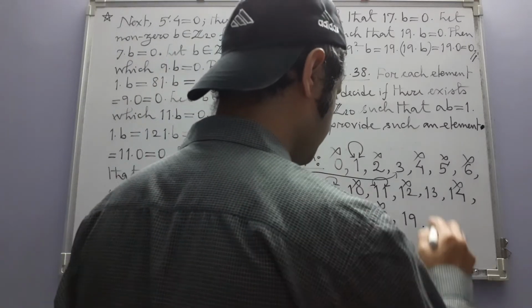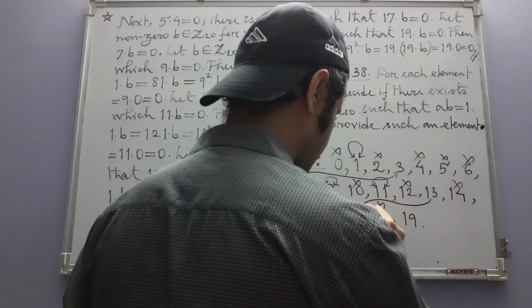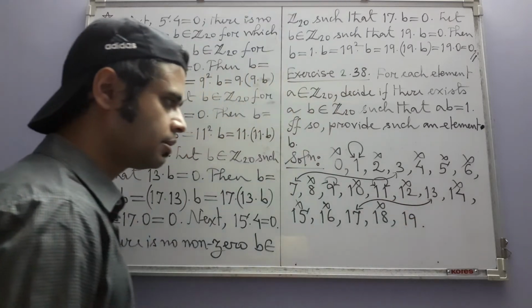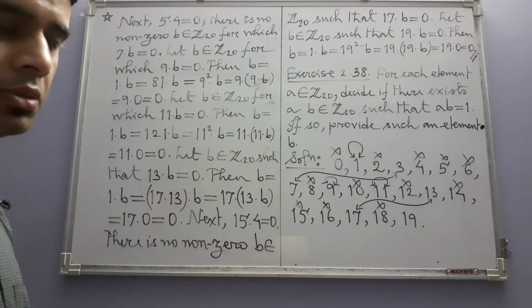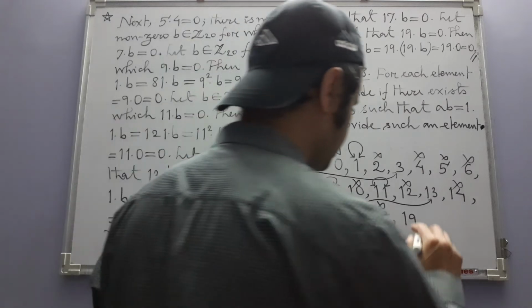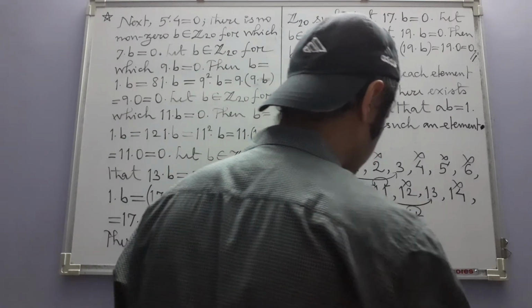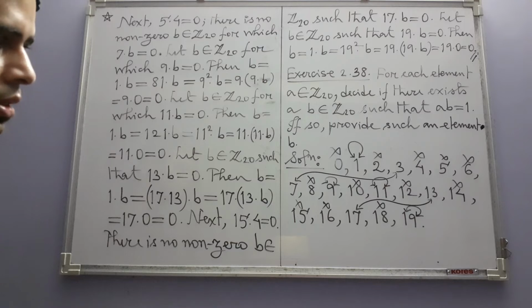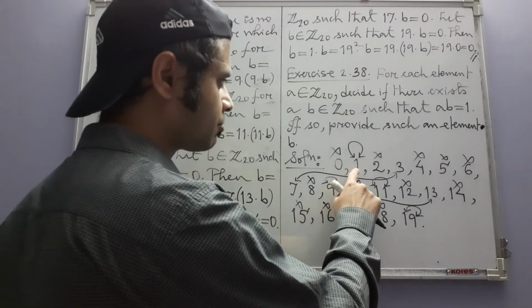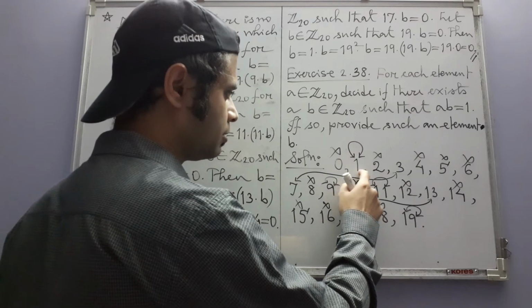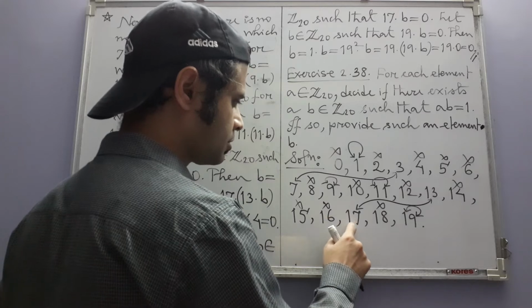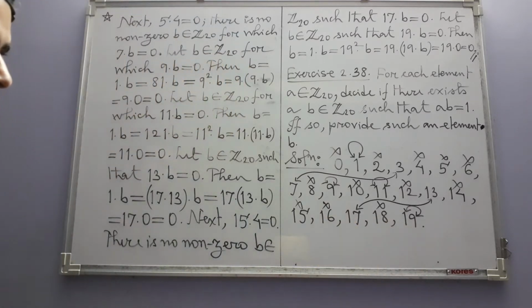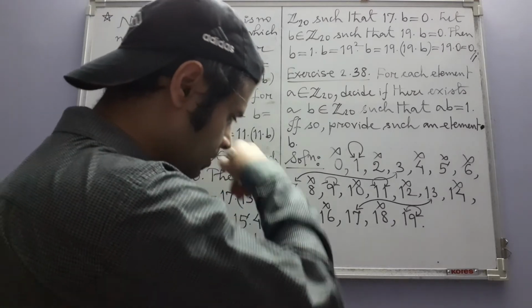11 times 11 is also equal to 1. For 13, it forms a pair with 17. 17 times 13 is 1. So for 17 the B is 13, for 13 the B is 17, and 19 forms the loop. 19 times 19 is 1 in C20. So these are the elements for which such B's can be found: 1, 3, 7, 9, 11, 13, 17, 19. And for the rest we don't have such B's.